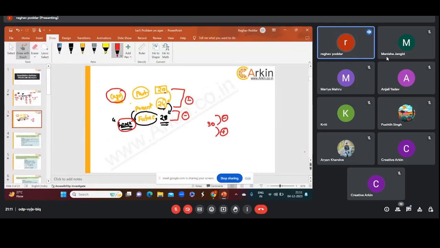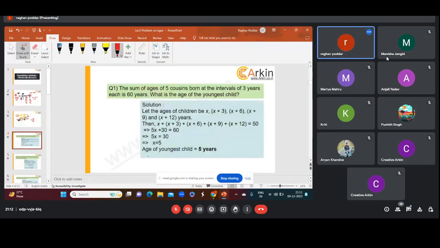Chalo. Let's see how we do this. What I have been asked is that the sum of the ages of five cousins, born at an interval of 3 years each, is 60. Suppose I take the youngest cousin as x. The one who was born 3 years before would be x plus 3, he would be 3 years elder, no? Now who was born 3 years before this second one? The age of the third brother would be x plus 6.